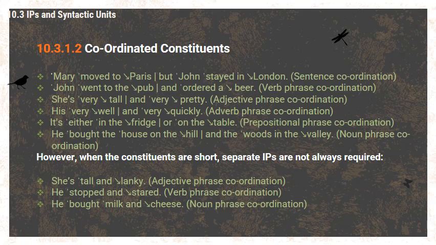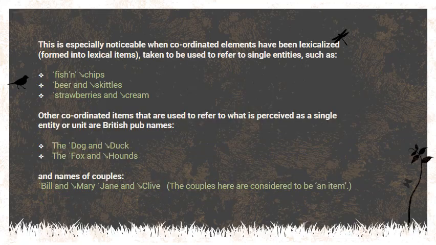However, when the constituents are short, separate IPs are not always required. For example, she is tall and lanky. He stopped and stared. He bought milk and cheese. This is especially noticeable when coordinate elements have been lexicalized, formed into lexical items, taken to be used to refer to single entities, such as fish and chips, beer and skittles, strawberries and cream.